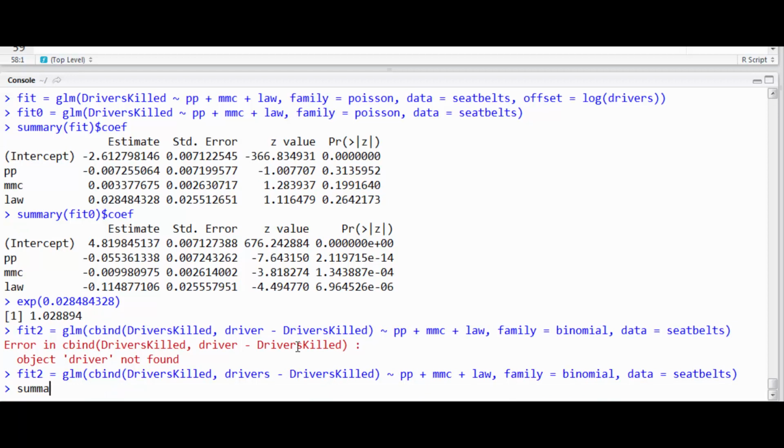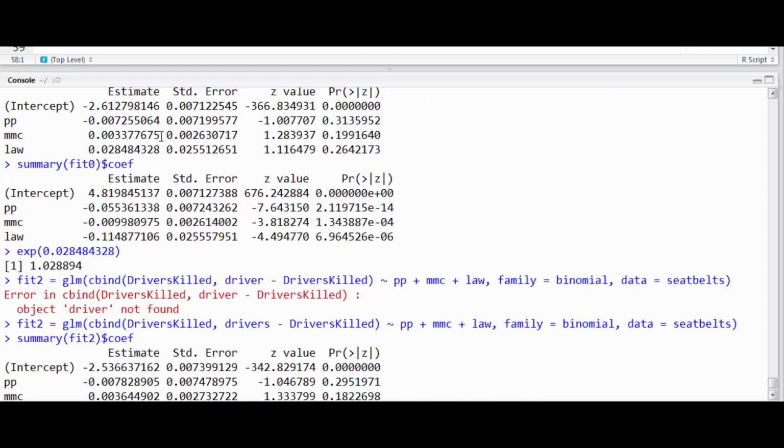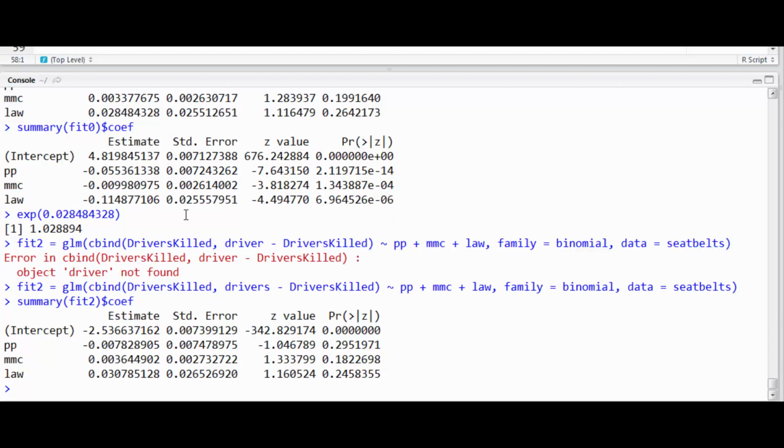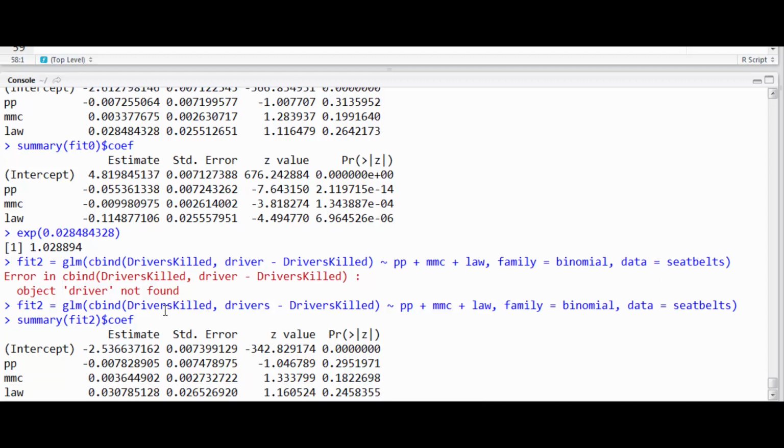So fit 2 should give estimates pretty similar to this first fit, and we see they are very similar. Negative 0.007, 2.53 compared to 2.6, 0.003 compared to 0.003, and then 0.03 compared to 0.028. So it's a slightly different model because it's a binomial model, and this other one is a relative Poisson model. However, we know the Poisson approximates the binomial when the proportion is small, and the proportion of drivers killed relative to drivers killed or seriously injured is small. So these two models are going to approximate each other pretty well.